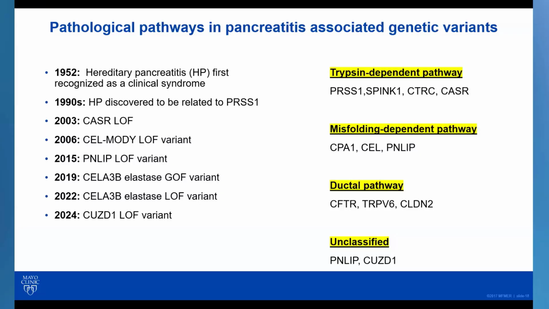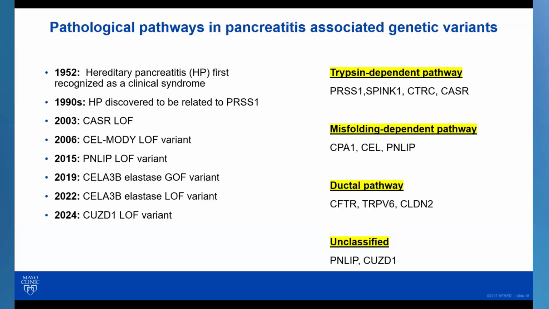And as you see further downstream, there were more genes that were discovered that were found to be linked to pancreatic injury. So CASR, loss of function, was in 2003. You have CPA1 in 2006 with loss of function variants, PNLIP in 2015, and the list goes on.